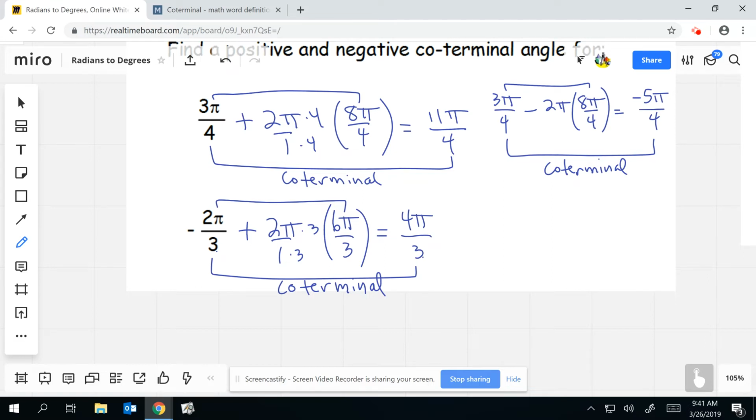And then we need a negative one, so I would take the negative 2 pi over 3 and I would subtract the 6 pi over 3 this time. Subtracting 2 pi is the same thing as 6 pi over 3. Now you're going to get negative 8 pi over 3. Those are still coterminal.